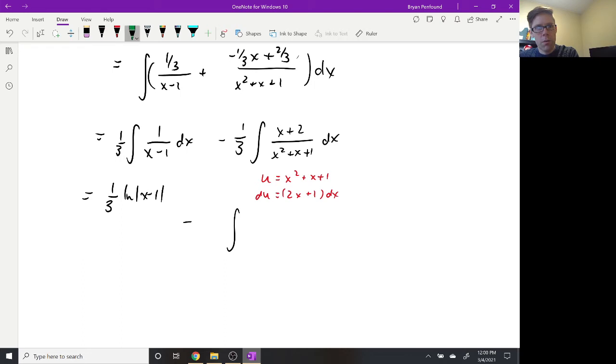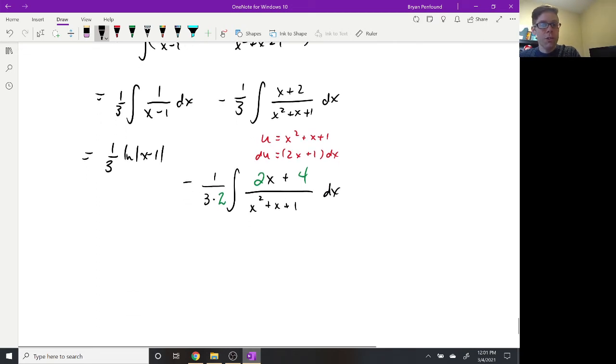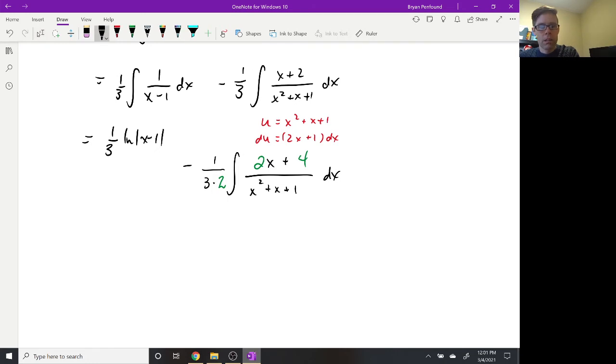So what I want is I want to alter this and make this look like 2x. If I multiply that by 2, I probably should multiply this other thing by 2. And to balance the multiplication by 2, I'm going to divide by 2 over here. So that's going to get us closer to what we want in the numerator. And then I think we can make this work.